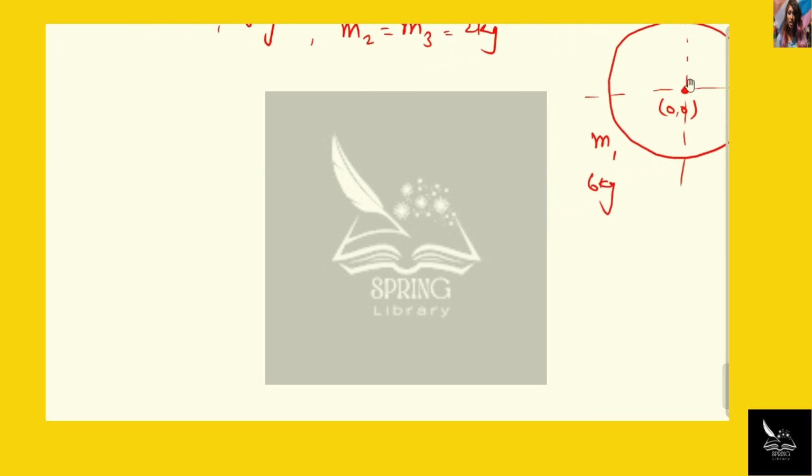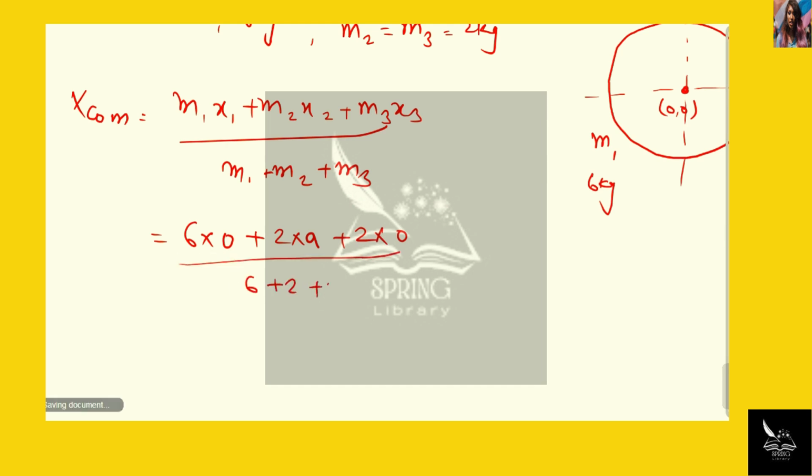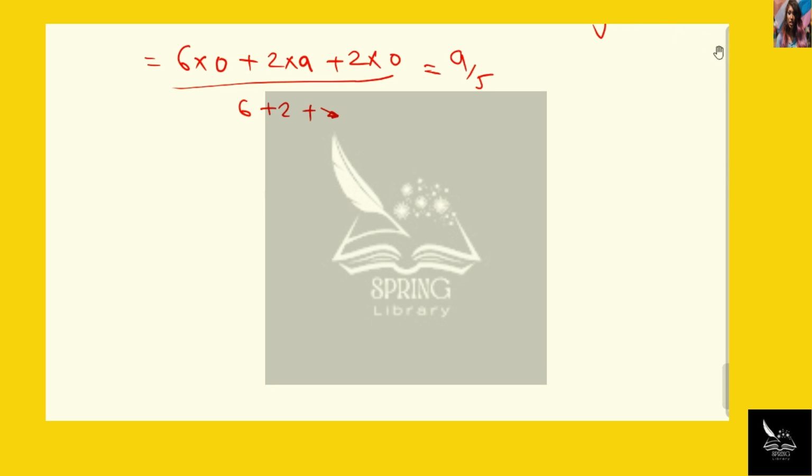Now we can say that the x coordinate of the center of mass is given by m1 x1 plus m2 x2 plus m3 x3 upon m1 plus m2 plus m3. Now put all the data in this equation. So this is 6 into 0 plus 2 into a plus 2 into 0 upon 6 plus 2 plus 2. So finally this comes out to be a by 5.